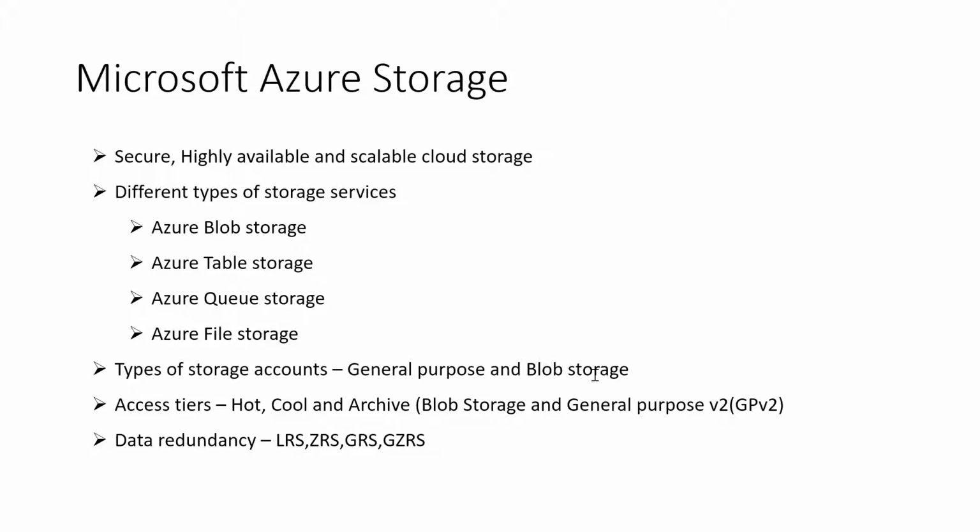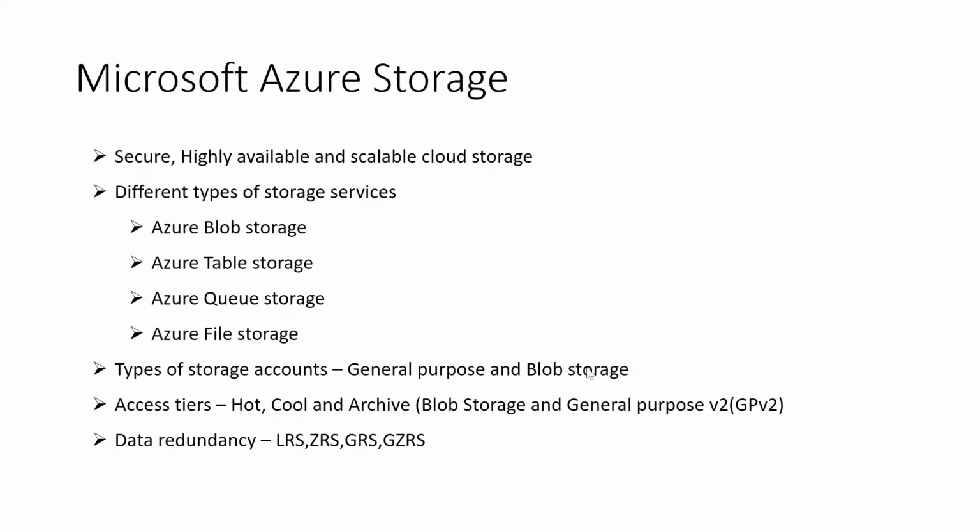Archive, on the other hand, is for rarely accessed data. That means it should be stored for a minimum period of 180 days, and the kind of data stored in archival storage should be flexible with the latency requirements. There could be high latencies in accessing that data, and the application should be fine with it. Okay, so those are the three different access tiers that we have.